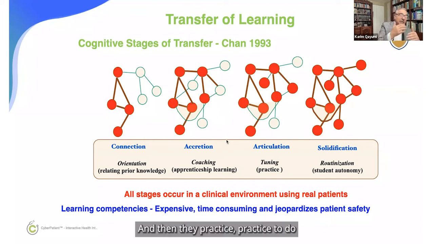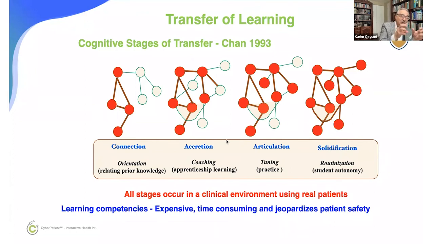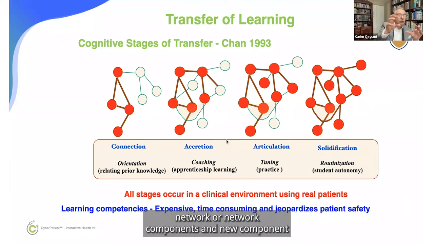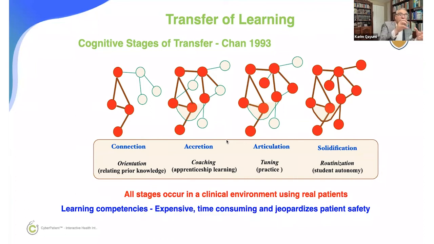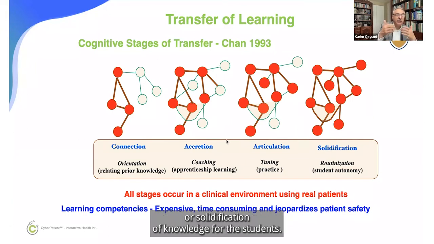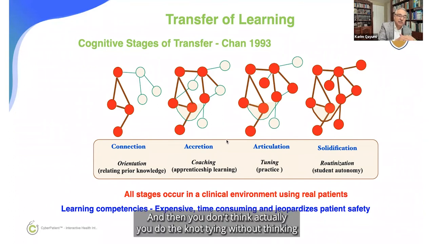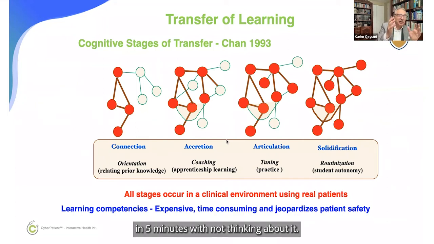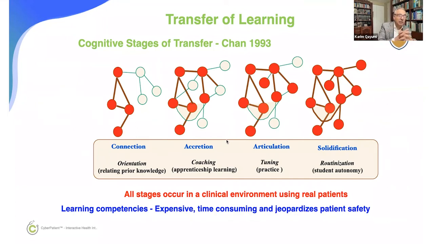And then they practice for tuning and to make it more precise. So you lose some of those neurons and some of those network components, and new component networks would be solidified until it becomes a routine for you. What's called routinization or solidification of knowledge for students. And then you do the knot tying without thinking, like you have seen surgeons doing 100 knots in 5 minutes without thinking about it.